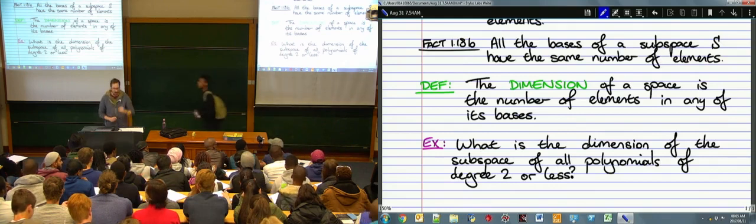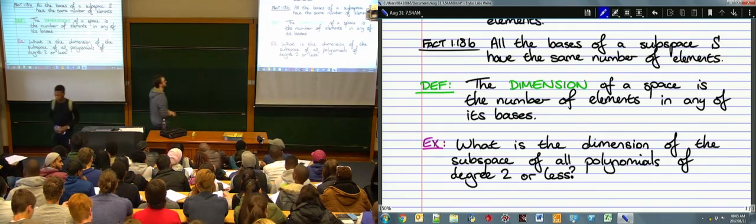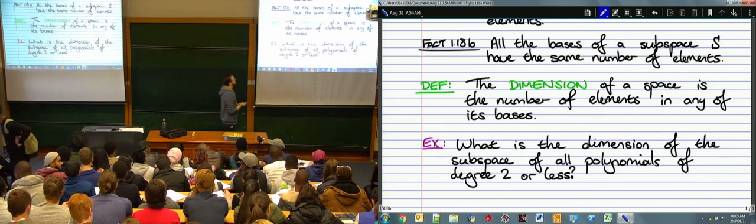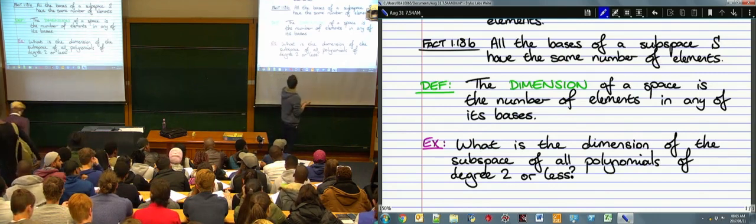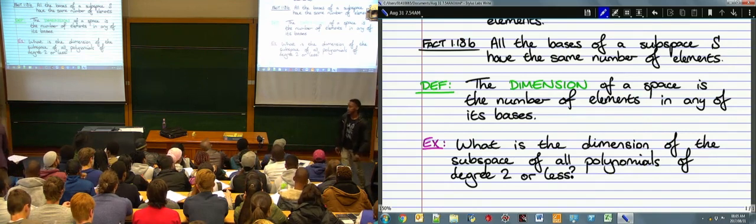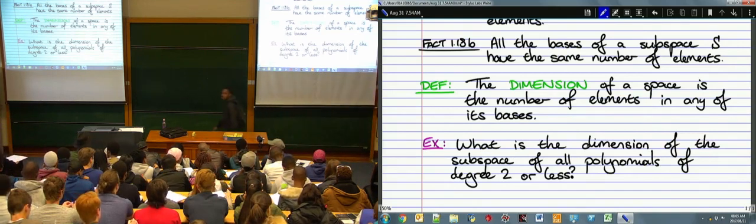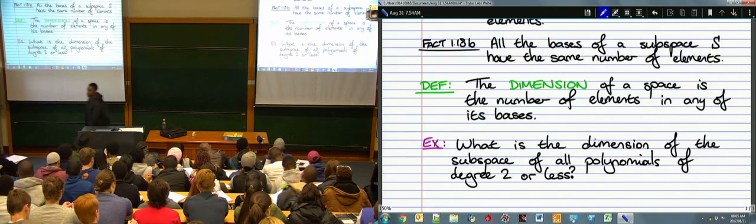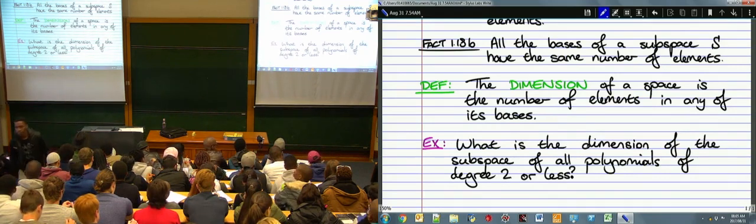Okay. And you can have a couple of minutes to think about this. What is the dimension of the subspace of all polynomials of degree 2 or less? So what you need to do is write down a basis for the subspace of all polynomials of degree 2 or less.